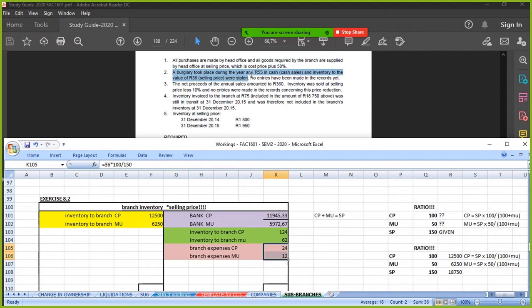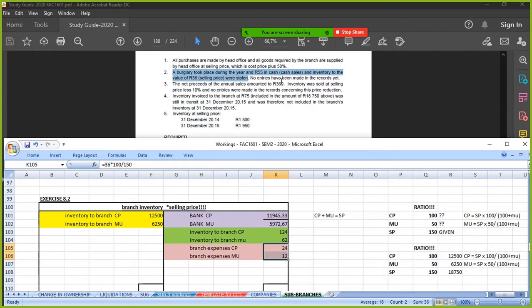What else did they say? They said no entries have been made in the records. So if no entries were made in the accounting records, they would have to capture this. So let's see. If we've got 55 rand in cash, bank would have to be affected.